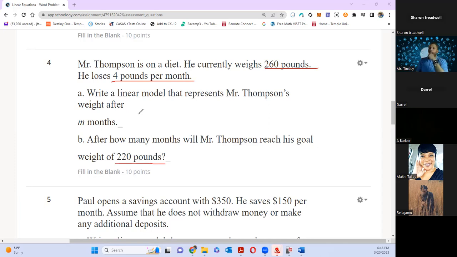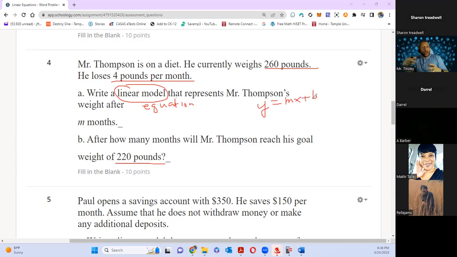Part A. How many months it would take? After. So the important thing here: write a linear model that represents the equation. So this is another way to say a linear equation. What is the linear equation? What form did I tell you that you should be familiar with? Y equals mx plus b.